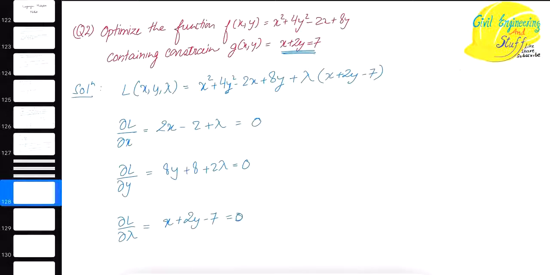Now we have three variables and three equations. This is equation number 1, this is equation number 2, and this is equation number 3. We are going to solve these equations to find the values of x, y, and lambda, solving by calculator.